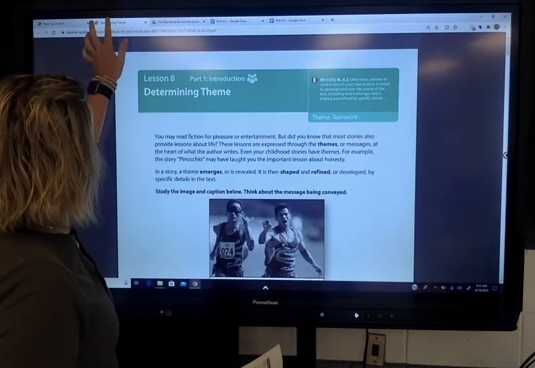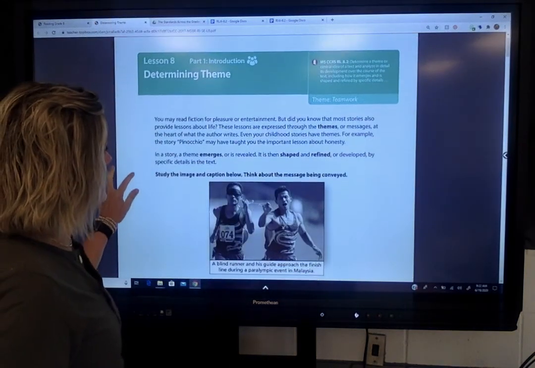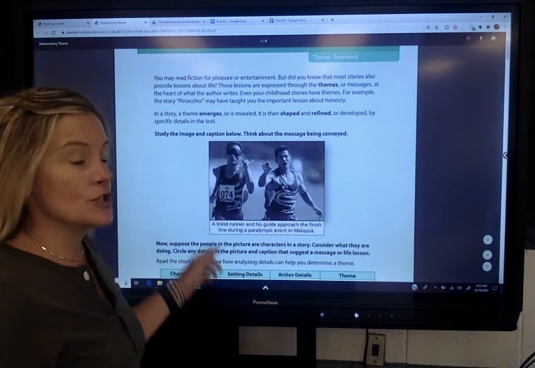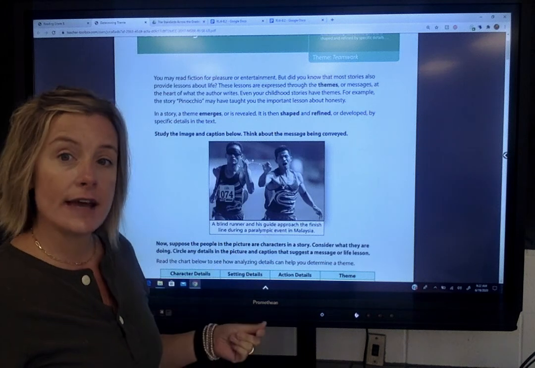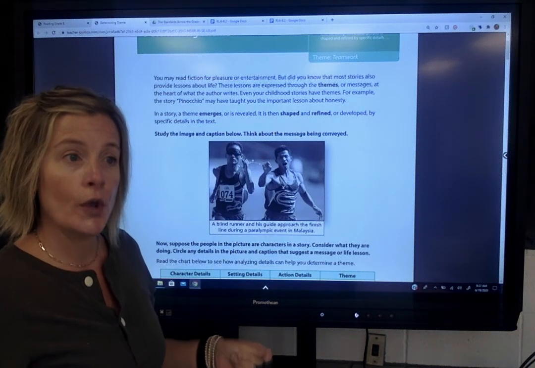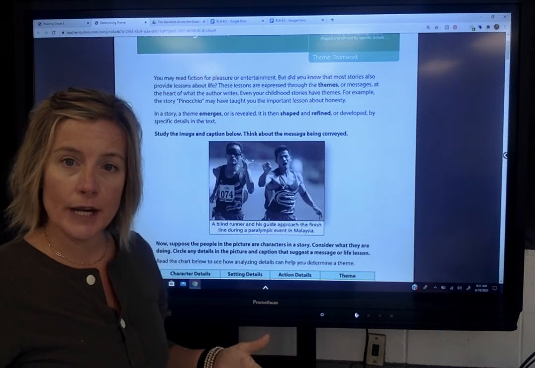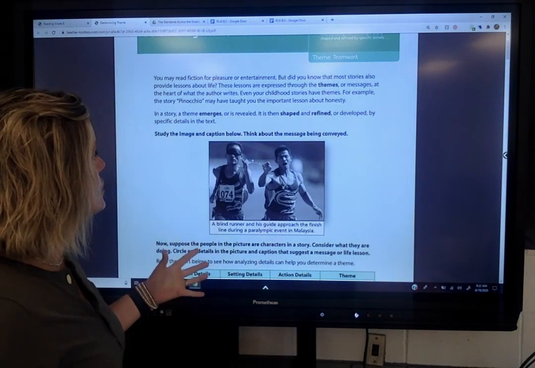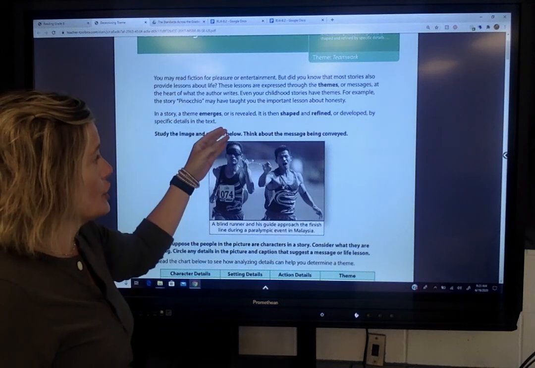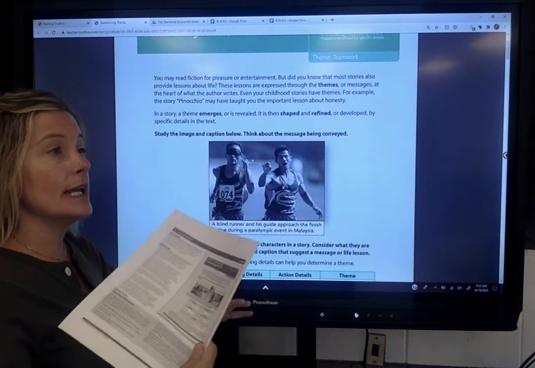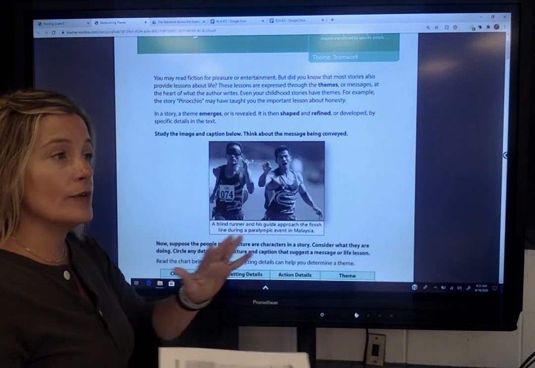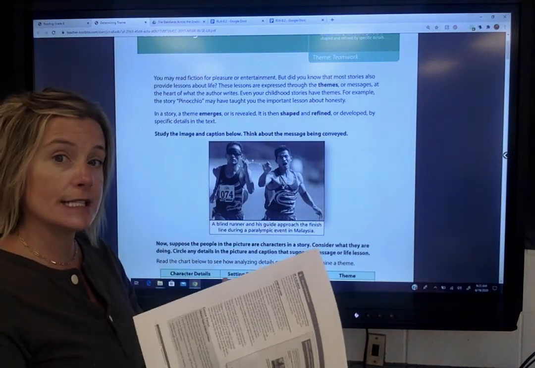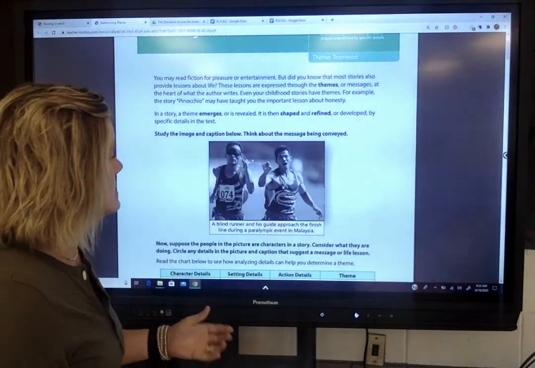So let's look at determining a theme. What is a theme? A theme is a message. It's almost like a lesson that the author wants you to be taught in reading whatever he's written about. So it's a lesson or a message, and it does emerge. It starts at the beginning. You may have an idea of what it is, and then in the middle and the end, by the end it's all emerged, and you can see what the theme is.